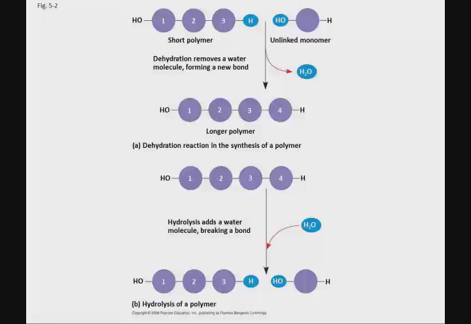And what we see is that regardless of what polymer you're building, the chemistry to link monomers is very similar. So what we see here in this slide is a short polymer and an unlinked monomer that I'm adding to it. To do that, we do what's called a dehydration synthesis reaction. We actually extract a molecule of water in the process of linking on that fourth monomer.